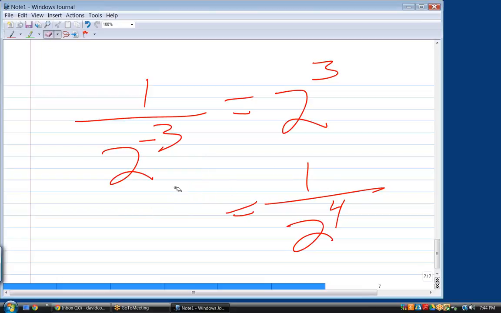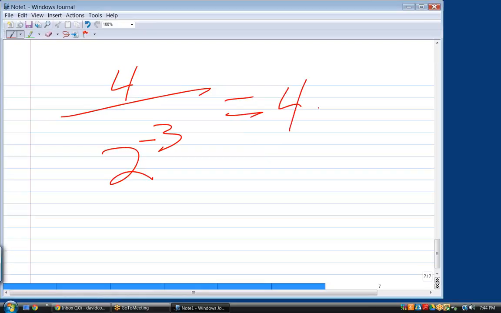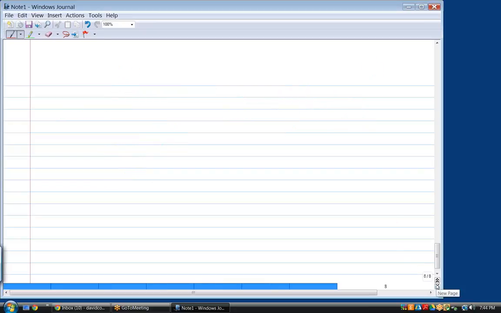Okay. So if I had something like 4 over 2 to the minus 3, well, that's equal to 4 times 2 to the positive 3. Gotcha. And it's as simple as that. Negative exponents, just move them to the other side of the fraction bar and change the sign on the exponent. Gotcha.